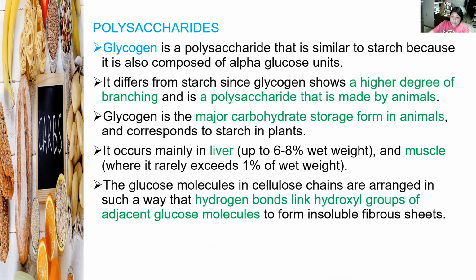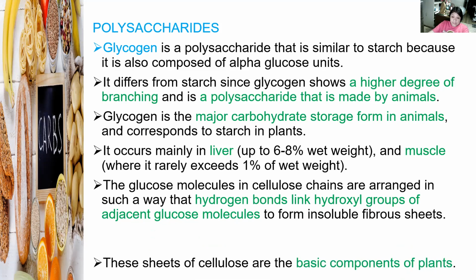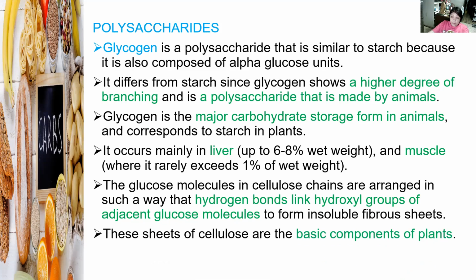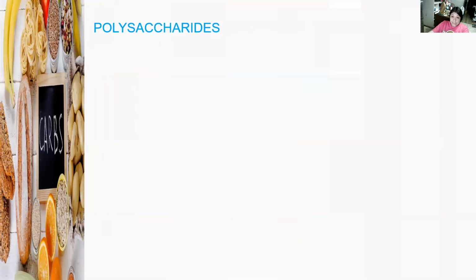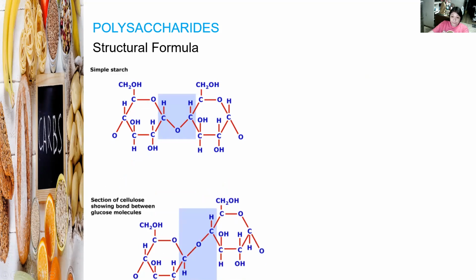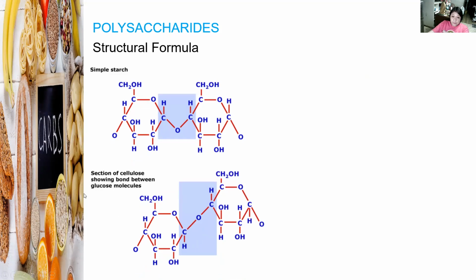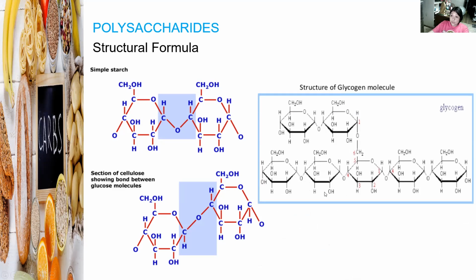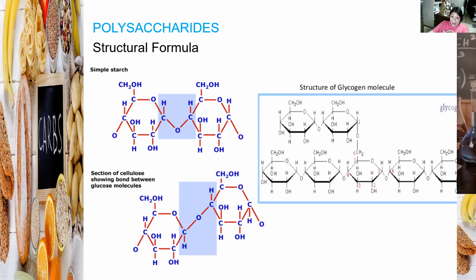The glucose molecules in cellulose chains are arranged in such a way that hydrogen bonds link hydroxyl groups of adjacent glucose molecules to form insoluble fibrous sheets. These sheets of cellulose are the basic components of plants. Here's the structural formula of a simple starch. A section of cellulose showing bonds between glucose molecules and the structure of a glycogen molecule.